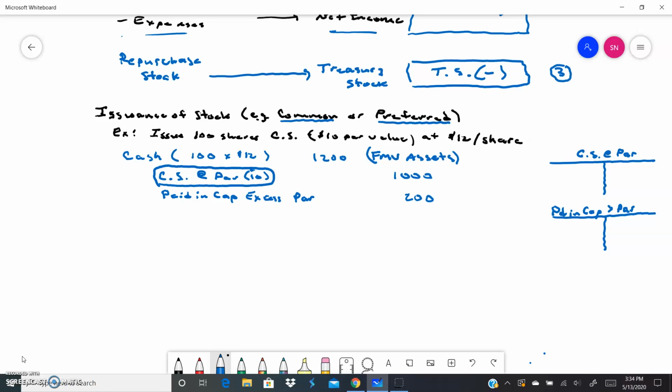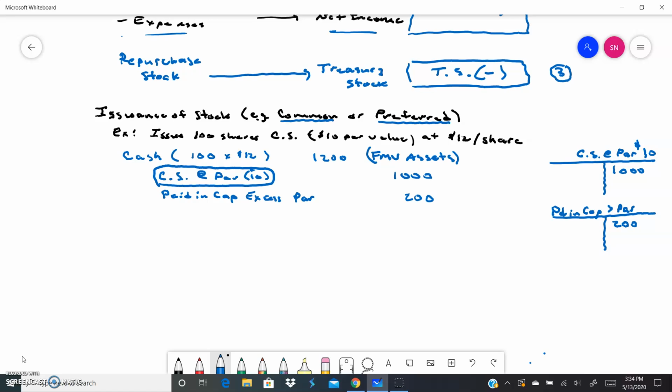So what goes into our common stock account, if you look over to the right, is always going to be the par value, and that's that $10 par value. And that'll always be specified, and you'll always know that. So that's the $1,000. And then the additional amount, whatever's left over, goes into the paid-in capital in excess of par account, and that's where the extra $200 would go. Those are both shareholder equity accounts. They would both go into the paid-in capital category.